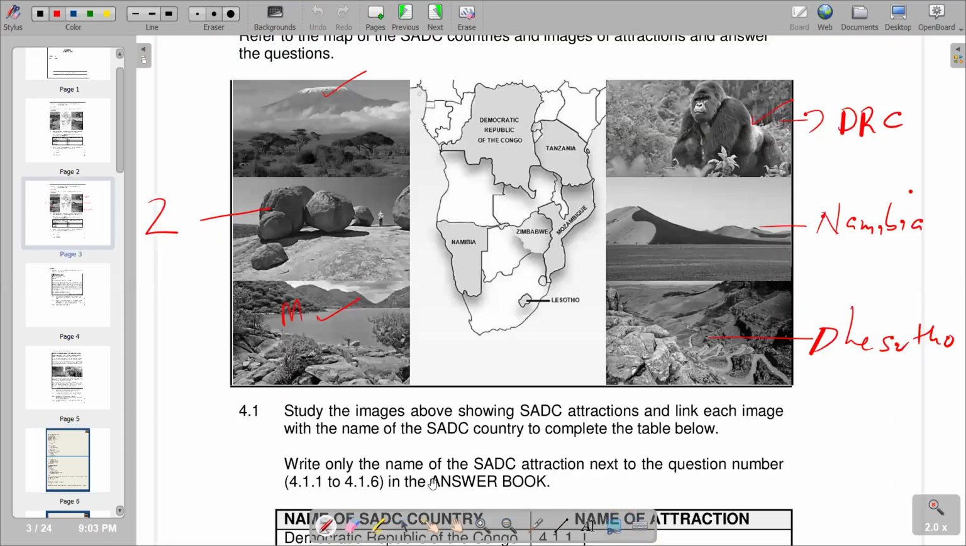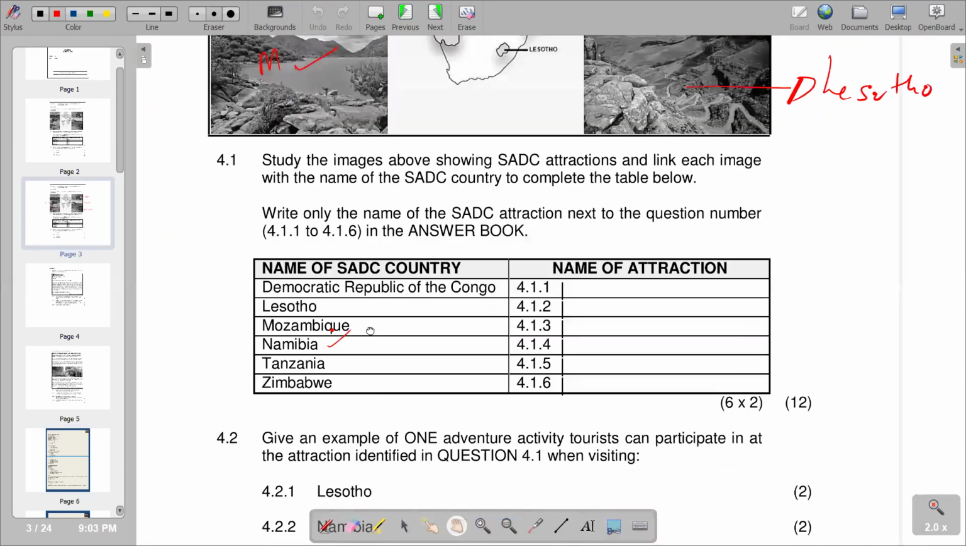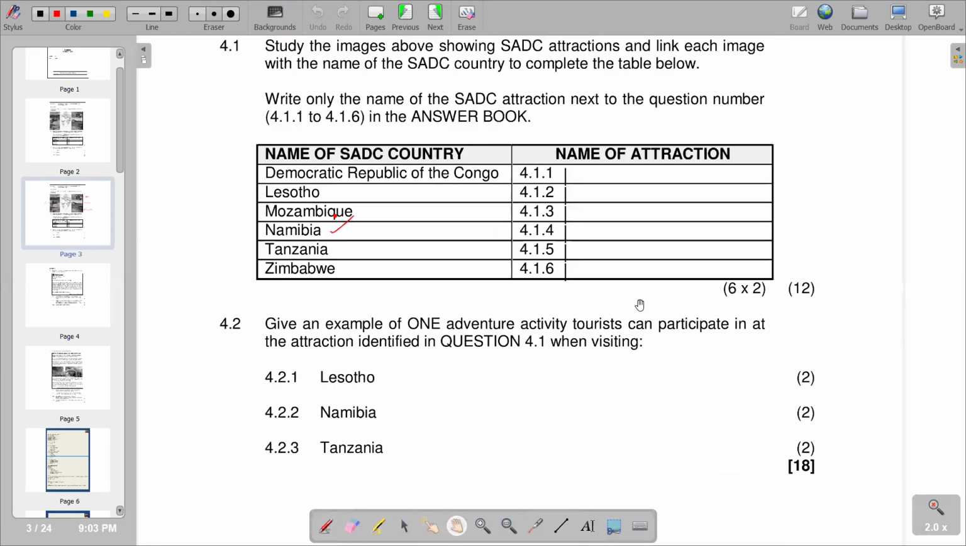So we go to the next part, which is now reading. Remember, this part has got knock-backs, so very important to take note. 4.2 reads, give an example of one adventure activity tourists can participate in at the attraction identified in question 4.1 when visiting. So basically, we are saying when you visit Democratic Republic of Congo and you related it to Virunga National Park, what adventure activity can we find there?